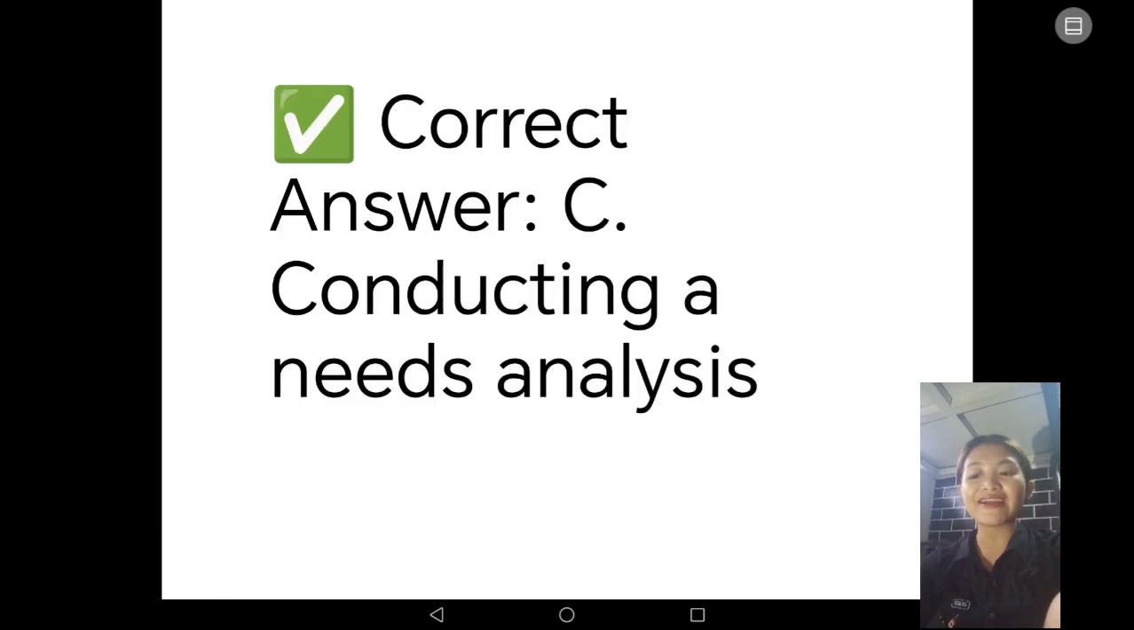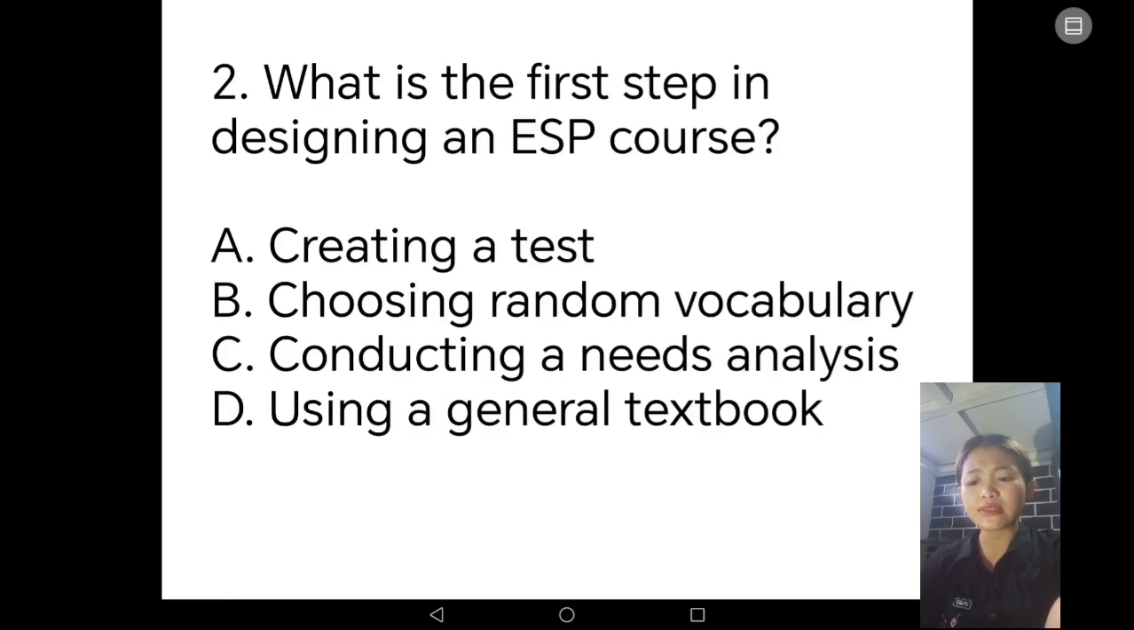Okay, the correct answer is letter C. Needs analysis identifies learners' goals. So the first step for an ESP course is needs analysis. Testing is for assessment. It is not the design step. And vocabulary depends on needs, while a general textbook lacks specificity, or it's more general.